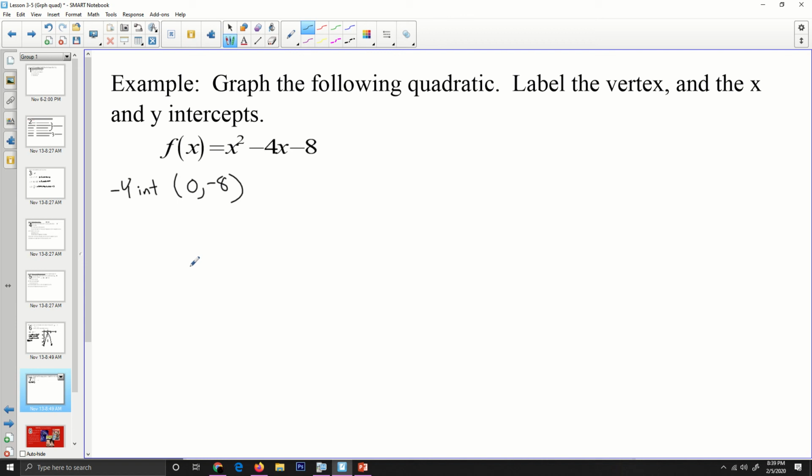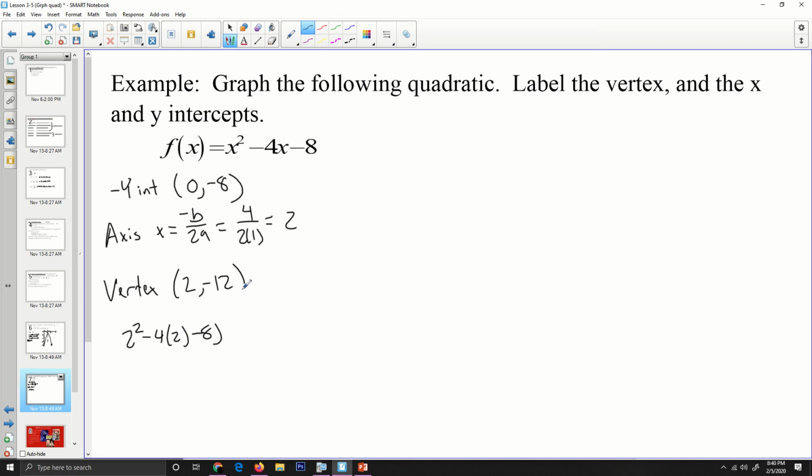There's my y-intercept. My axis of symmetry is at x equals -b over 2a. My b value is -4, so it'll become +4 over 2 times 1, because the a value is 1. That'll give me 2. To find my vertex, I take this 2 and plug it into this equation. So I'll have 2 squared minus 4 times 2 minus 8. So I get 4 minus 8 is -4, minus 8 more is -12.